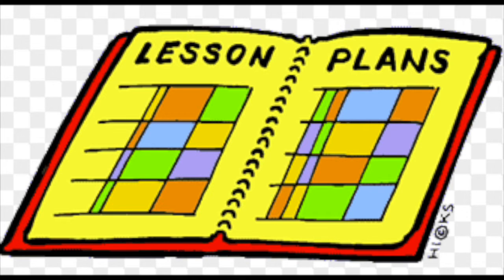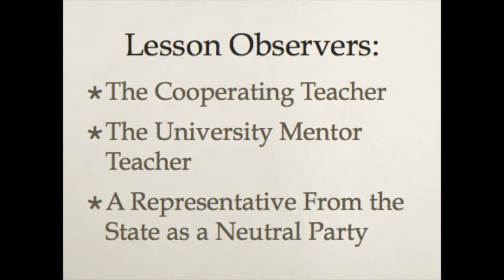For the observed lesson, the student teacher turns in their lesson plan a week in advance to all the observing parties. This lesson plan is no more and no less than 15 pages, and the observing parties include the university mentor teacher, the cooperating teacher, and a representative from the state as a neutral party.